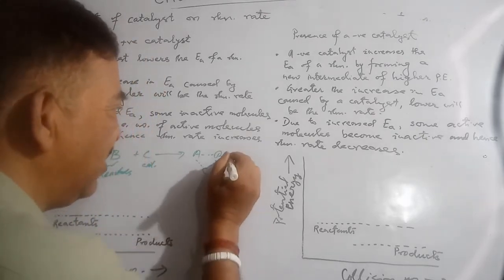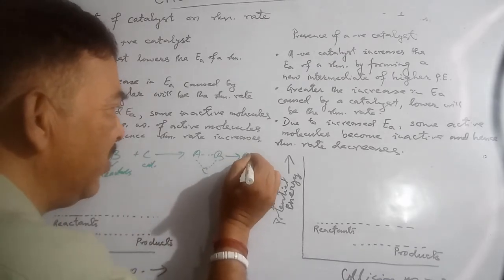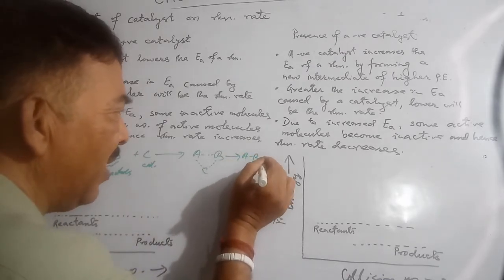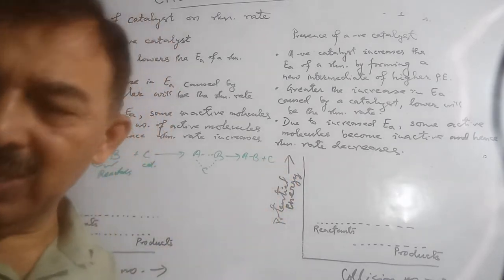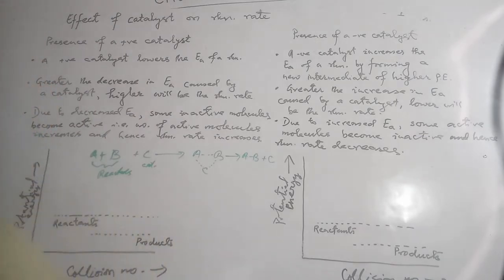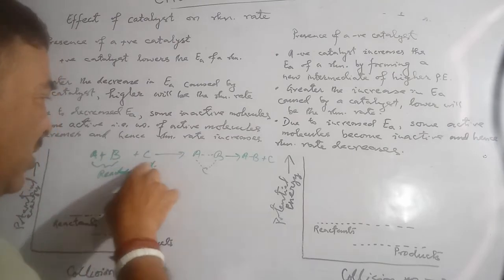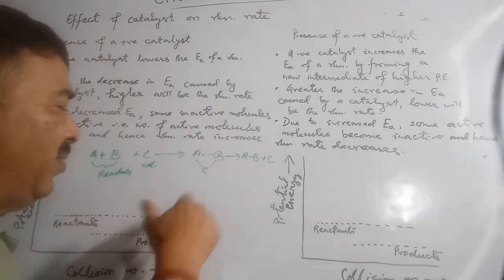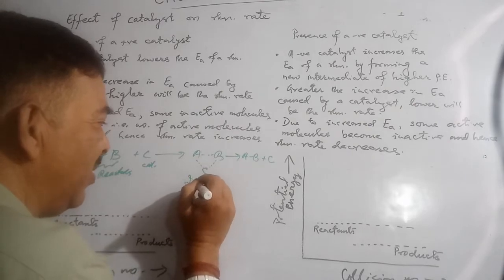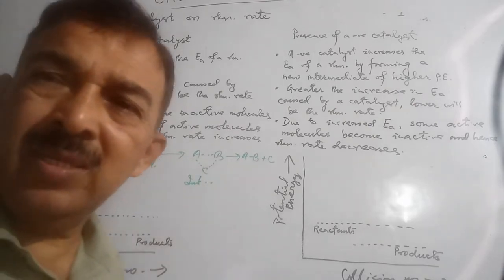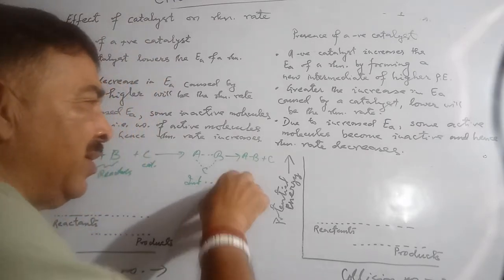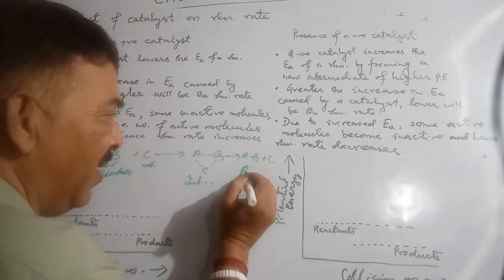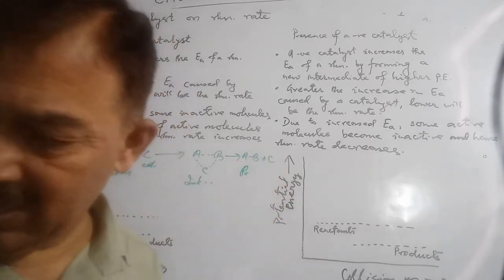So this decomposes to give AB, and C, the catalyst, is being regenerated. So this is called the intermediate complex formation theory. A and B are the reactants which combine with the catalyst C to give an intermediate complex product whose life period is short, and it decomposes to give the product. This is the product and this is the catalyst.